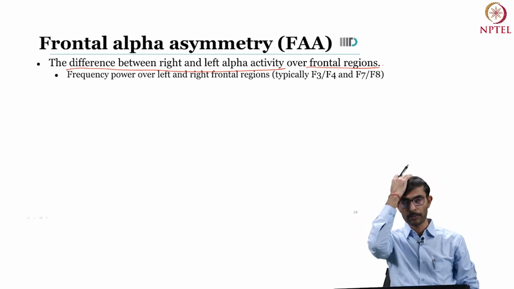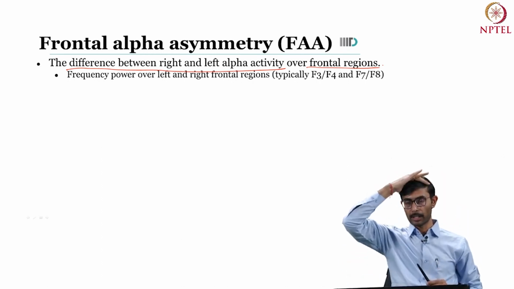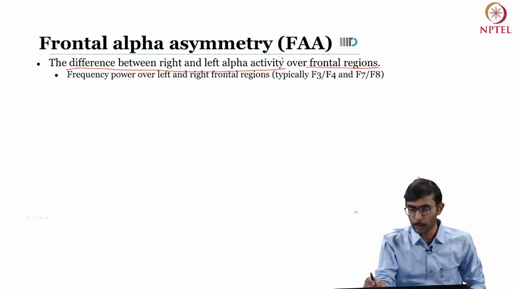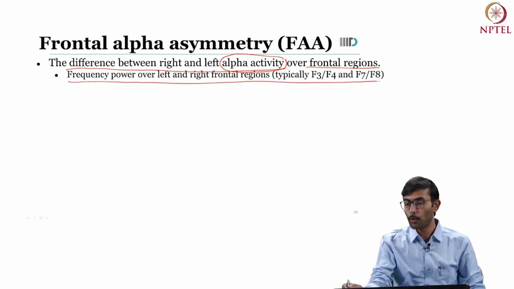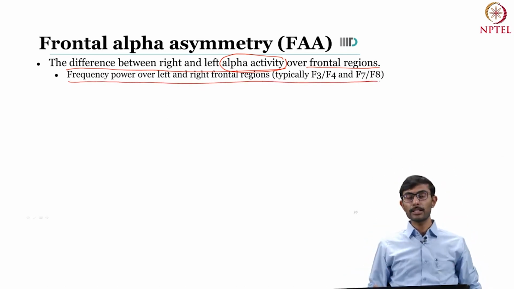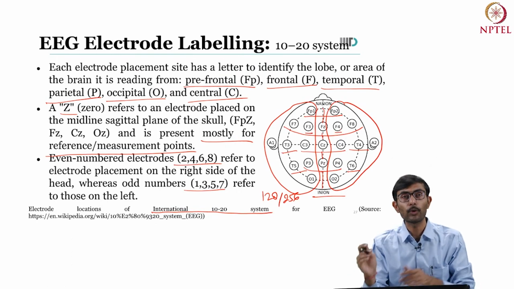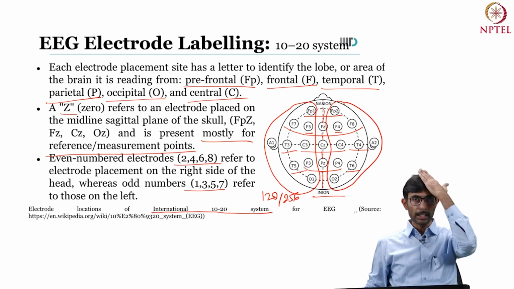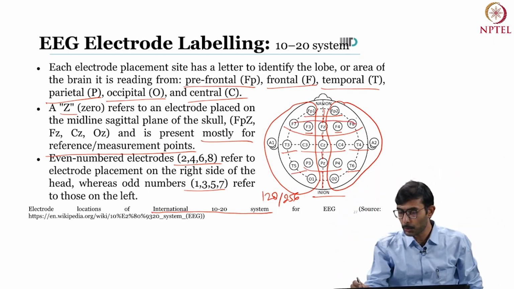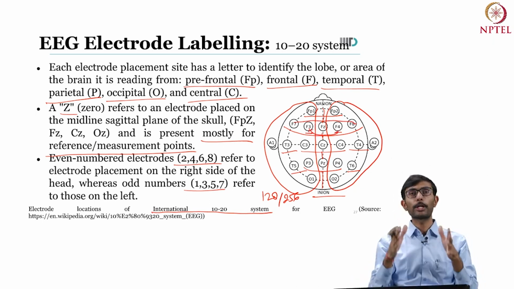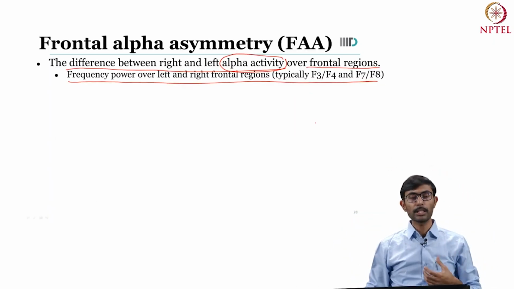Of course, you have a right hemisphere and a left hemisphere. Not hard to understand. Over the frontal regions, we already understand there is a prefrontal cortex and there is a frontal region. Alpha activity we will try to understand in a bit. Basically it is the difference between the frequency power over the left and the right frontal regions. You have several options. You can have F3 and F4 as a pair, F4 representing the right hemisphere and F3 the left hemisphere, or you can even have F8 and F7, right? You can have either pair, and whenever you take the difference between the spectral power of these electrodes, that is what is known as the frontal alpha asymmetry.